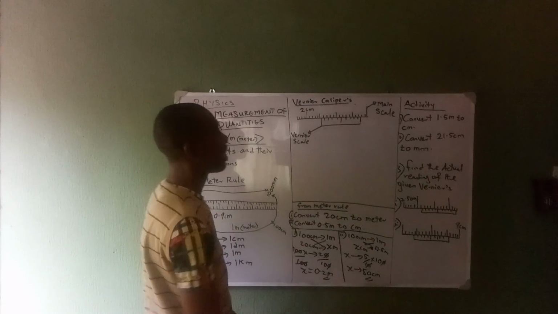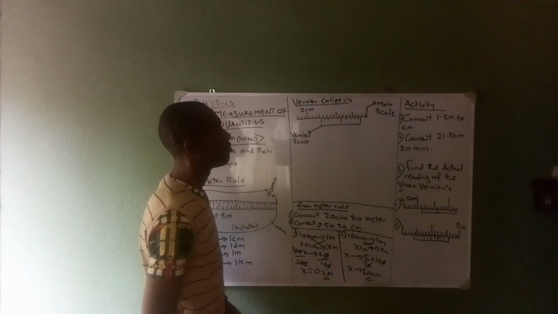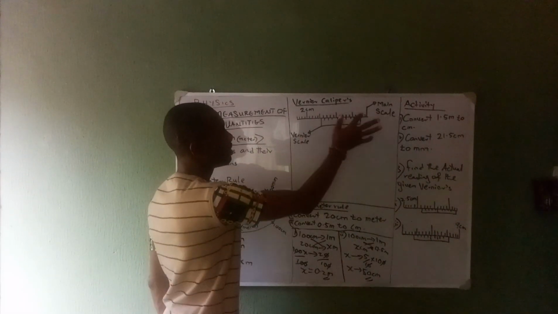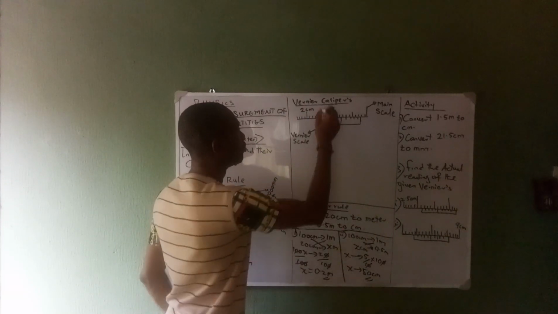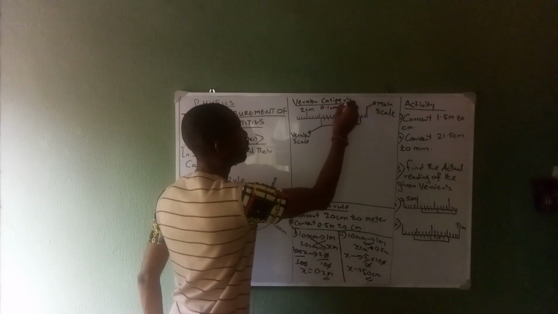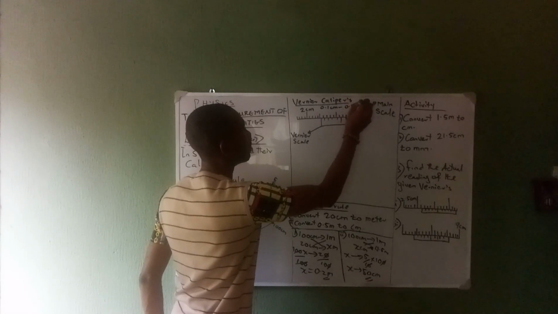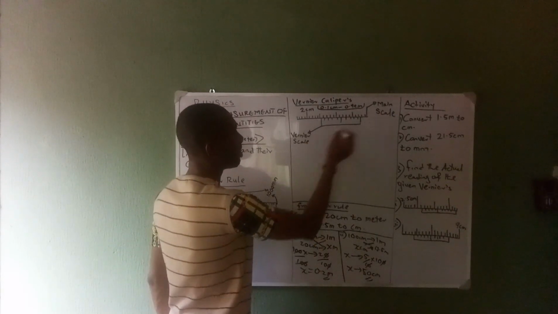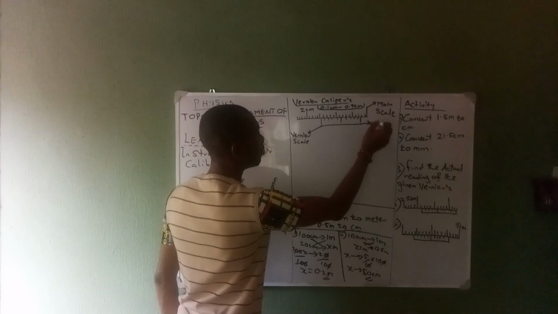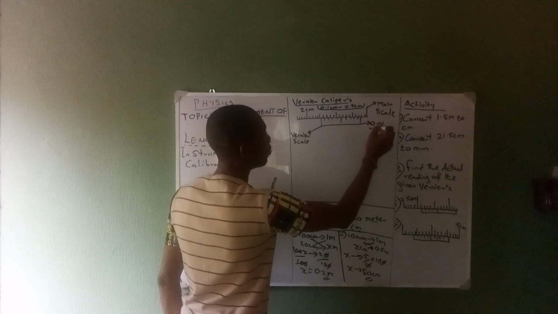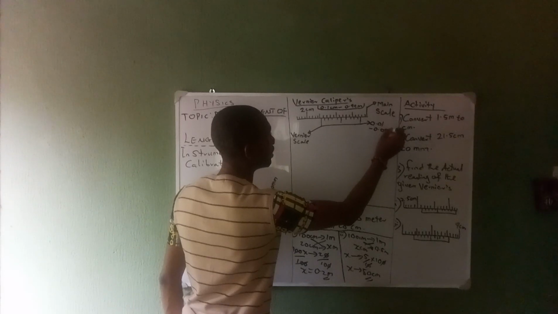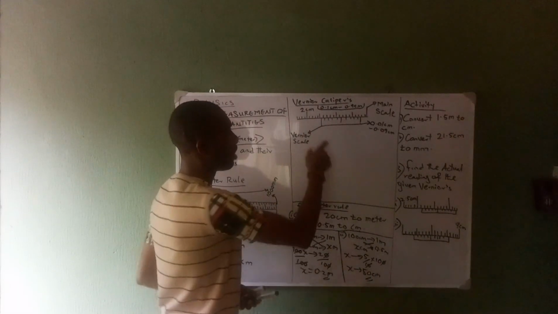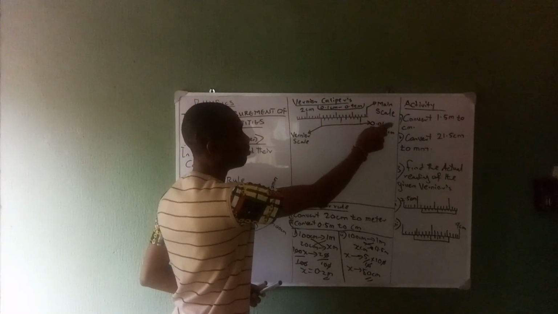Now let us take a look at the vernier calipers. In this vernier caliper, we will see that it has two parts, the main scale and the vernier scale. The main scale has its reading ranging from 0.1 centimeter to 0.9 centimeter. That is the calibration of the main scale. Then the vernier scale reading ranges from 0.01 to 0.09 centimeter. But the standard measurement of a vernier scale is 0.01 centimeter.